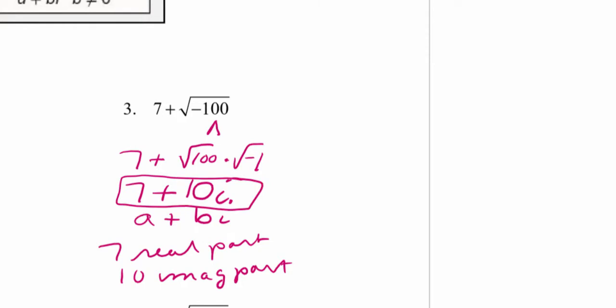So do not combine the 7 and the 10. 7 is the real part. The 10 has the imaginary i with it. So 7 plus 10i is your final answer.